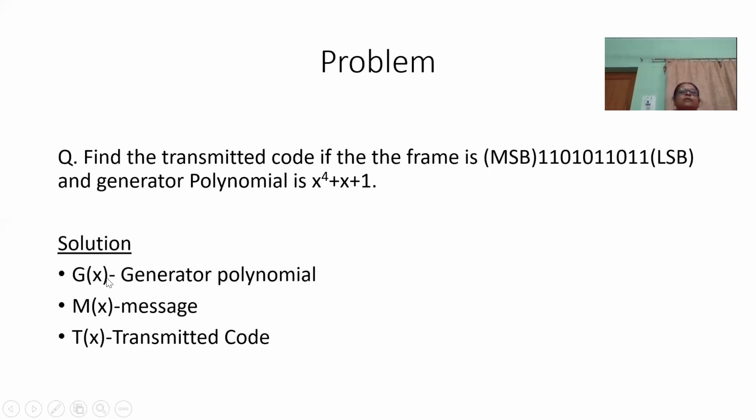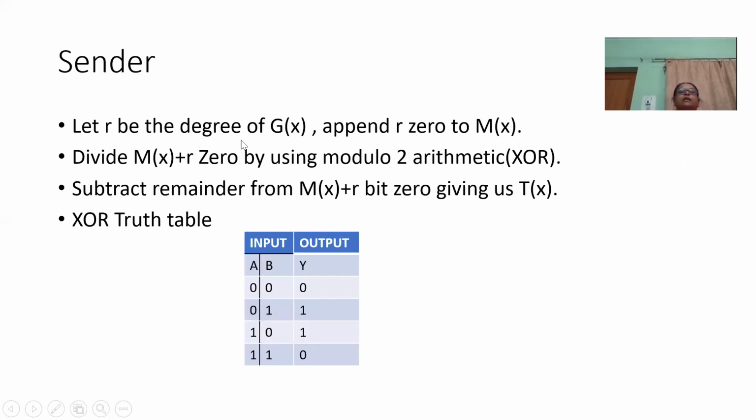The symbol G(x) is used for the generator polynomial, M(x) for the message, and T(x) for the transmitted code. Let r be the degree of G(x) and append r 0s to M(x). Divide M(x) plus r 0s using modulo 2 arithmetic, the XOR gate. Subtract the remainder from M(x) plus r 0 bits, giving us T(x). For division, first of all, we have to know the truth table of the XOR gate. When either bit is 1, the output will be 1.